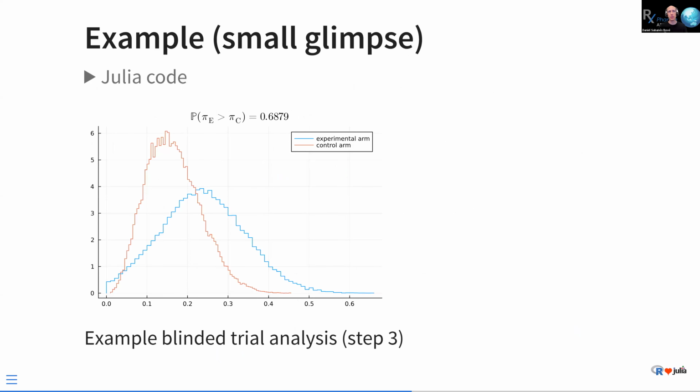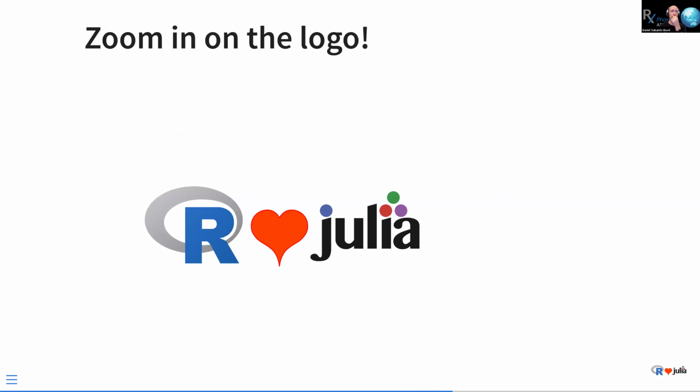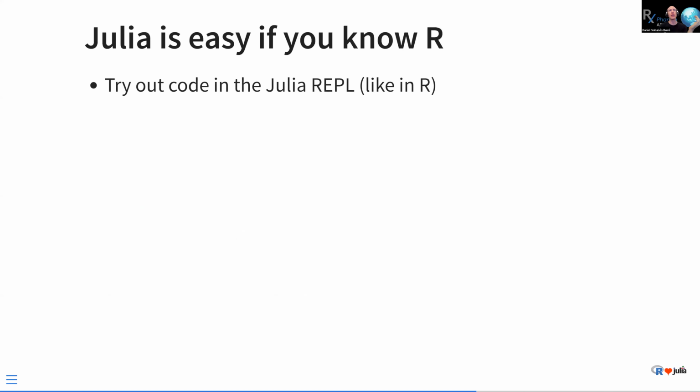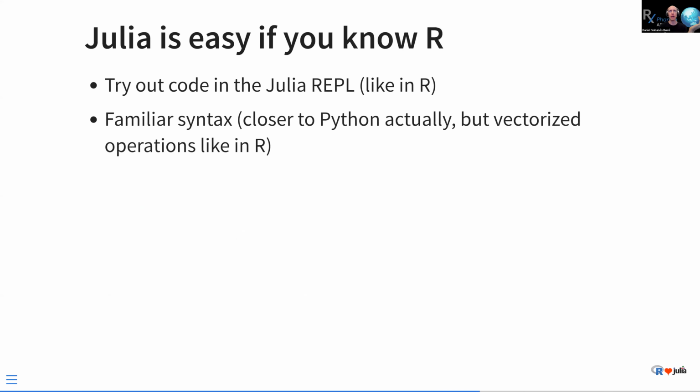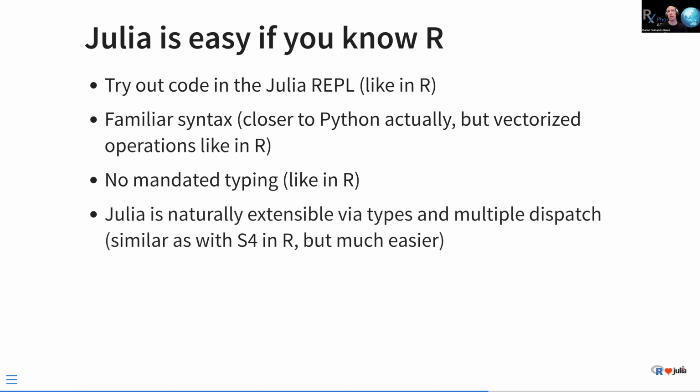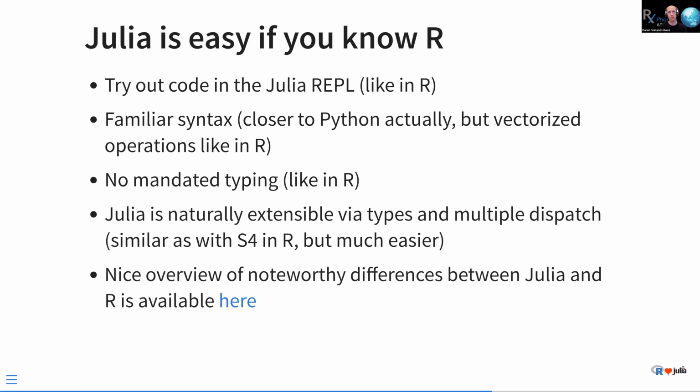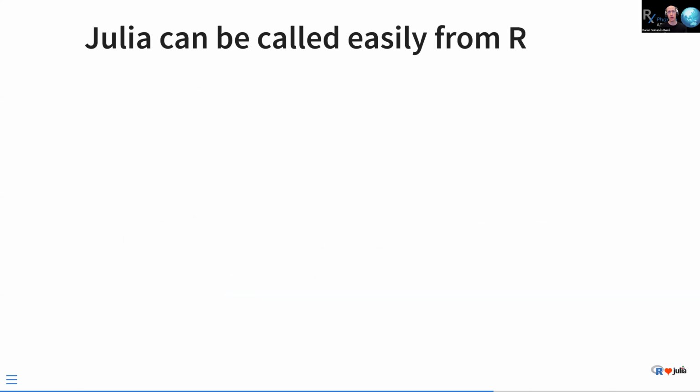There were some other details which I will skip over now. And then you get something nice like this in the end, but I will skip over this now. So why is it working together very well? And I know that I'm already running out of time. Julia is easy if you know R, okay? You can try it out in this terminal, which is called the REPL. It has a familiar syntax. You don't need typing, but you can use typing. As I mentioned, you can naturally extend this via new types and multiple dispatch. If you know S4 in R, it's very similar, but actually much easier in Julia. There's some overview of the differences available as well.